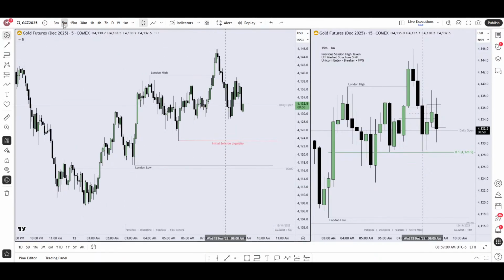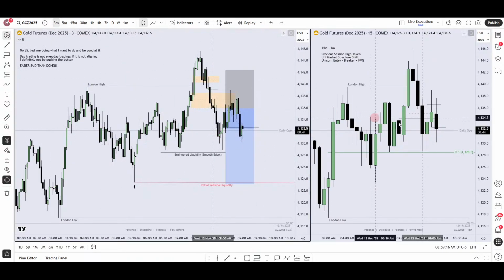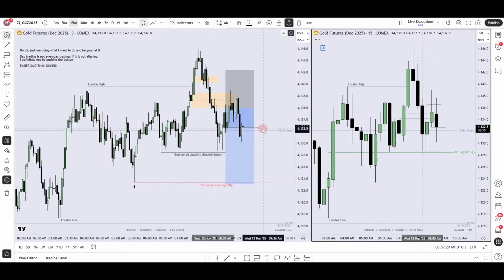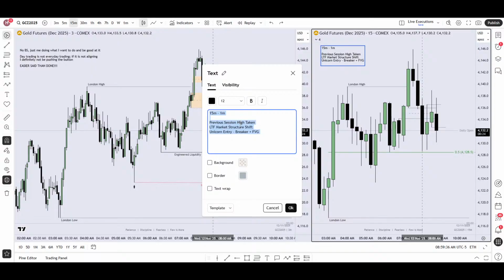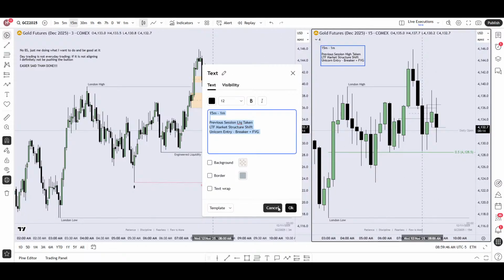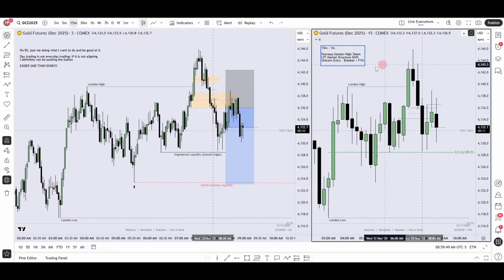But 3 minutes is fine. 5 minutes looks more neat, more clean. Yeah, this is it. I look for previous session high or low to be taken. Let's say previous session liquidity. I'll look for previous session liquidity to be taken later, then lower time frame structure, and probably look for a unicorn entry, breaker block, whatever you do.